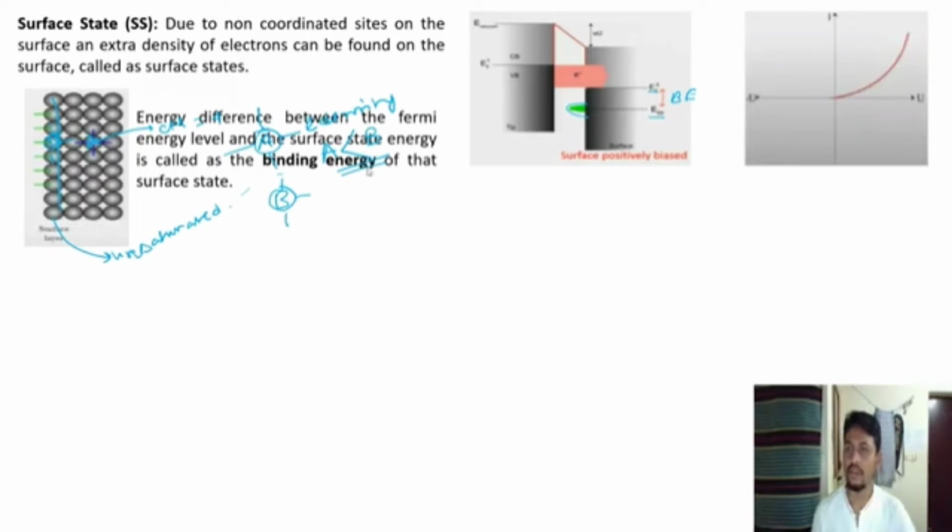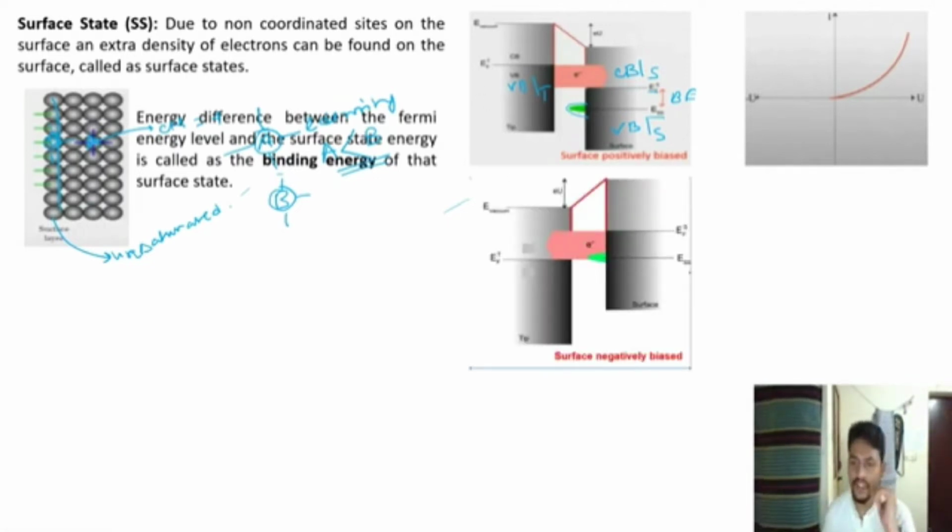Now, if we apply a positive bias, then from the valence band of the tip, electrons go to the conduction band of the surface, and the surface state is not there. The surface state is situated in the valence band of the surface. So whenever we apply positive bias, we get no hindrance or interference from the surface state. So we again get a similar kind of voltage versus tunneling current plot. It is going to increase in a parabolic manner. Applying more and more positive bias, we are going to get more and more tunneling current.